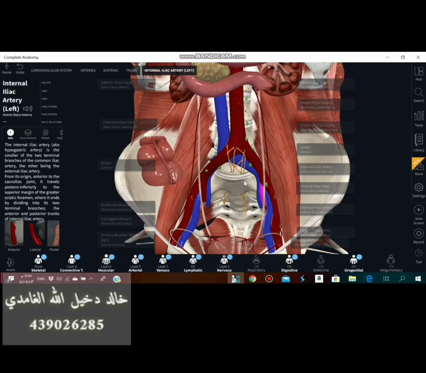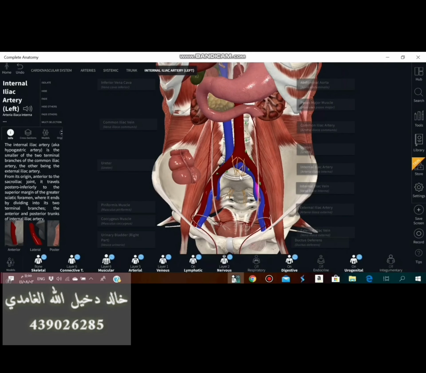Now let's go to the blood supply of the ureter. Just finish from the digestive.